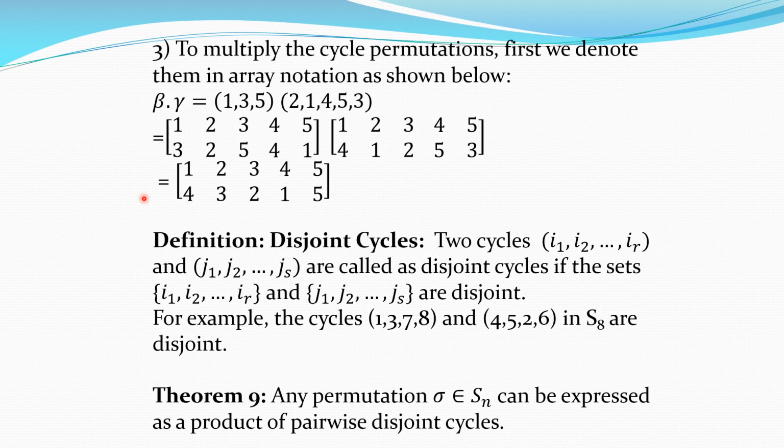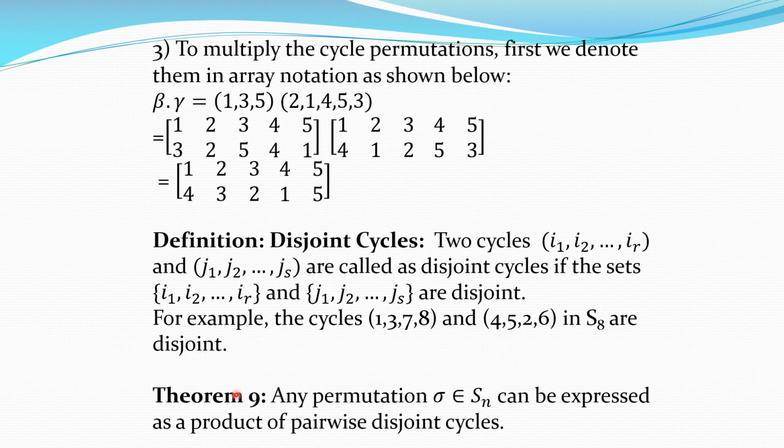Now, the next definition is disjoint cycles. Two cycles (i1, i2, ..., ir) and (j1, j2, ..., js) are called disjoint cycles if the sets {i1, i2, ..., ir} and {j1, j2, ..., js} are disjoint. Similar to two disjoint sets that do not have any element in common, two cycles are called disjoint if, as sets, they are disjoint. For example, consider the cycle (1, 3, 7, 8) and another (4, 5, 2, 6). They do not have any element in common, so these two are disjoint cycles in S8.